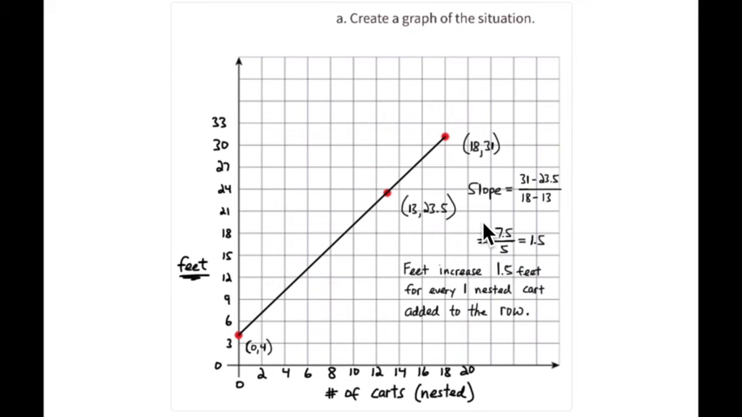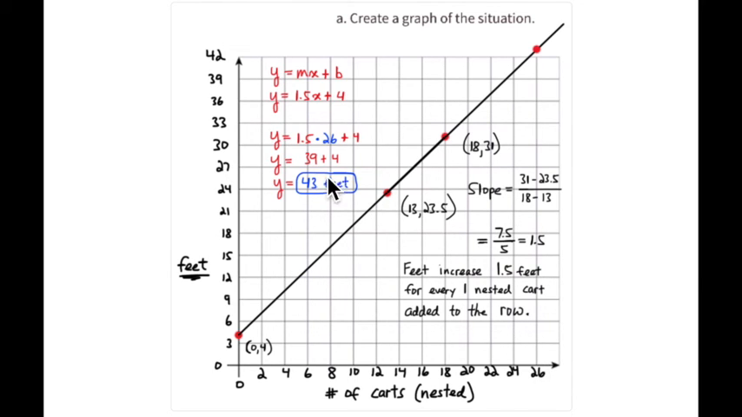And now they're going to ask, well, what if you have 43 feet in that row? How many carts is that equal to? I'm going to tell you the answer. The answer is 26, because I can extend this line out and go up to where 43 is and go over to the x value for a y value of 43, and you're going to see that it lines up with 26.